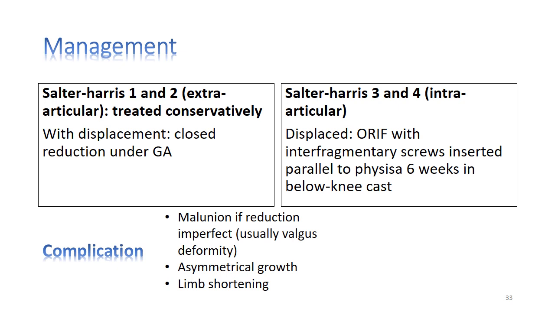For the complications, the patient can develop malunion if the reduction is imperfect. Usually, they will have a valgus deformity, but it depends on the treatment. If the patient is less than 10 years old, it can be accommodated by growth and remodeling. If the patient is more than 10 years old, we can do an osteotomy. And then asymmetrical growth usually occurs if they have a type 3 or type 4 injury. And then the last one is limb shortening.